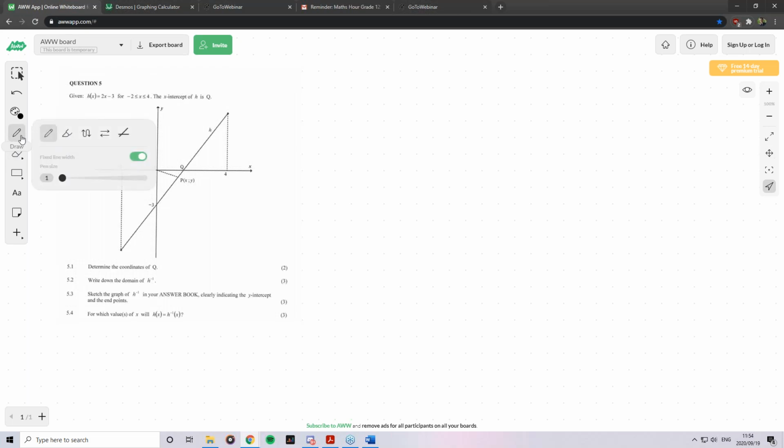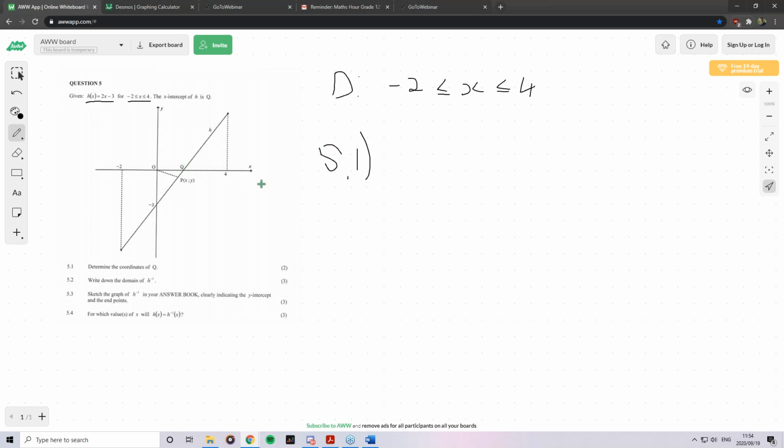All right, so here's the question. Question 5 from a past paper. It says h of x is equal to 2x minus 3. Notice here that my domain is x between minus 2 and 4. They specifically say that x is between these two values. They also say the x-intercept of h is Q. Now, determine the coordinates of Q.